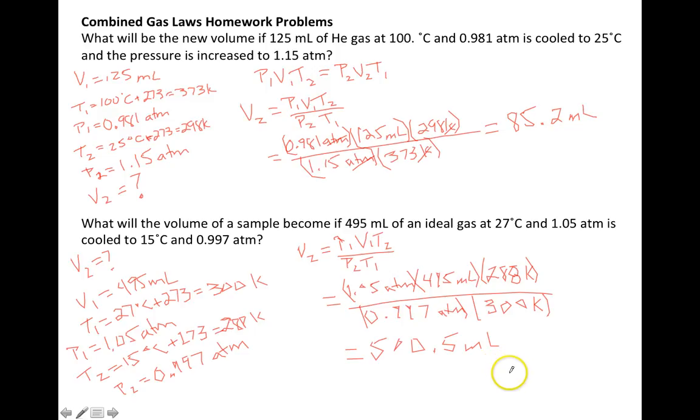All right, at this point you are ready for that mixed gas laws worksheet. Don't forget to check your answers with the answer key on Moodle, and email me if you have any questions as always.